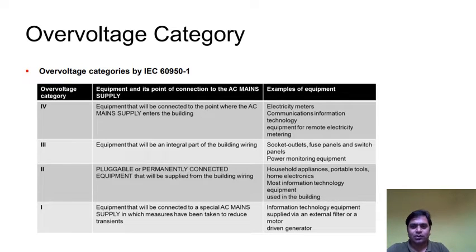So like sockets, outlets, fuse panels and switch panels, power monitoring equipment. And the fourth category comes like equipment that will be connected to the point where the AC mains supply enters the building. So this is the electricity metering, communication, information technology equipment for remote electricity metering. So these are the different overvoltage categories. So this also we need to keep in mind, and according to this, the component needs to be designed and material needs to be selected.